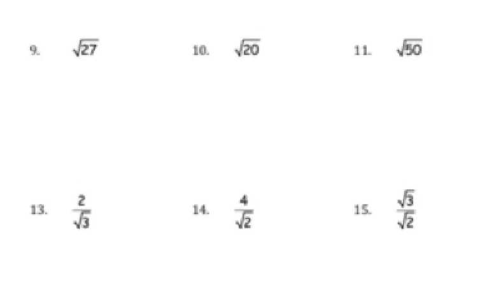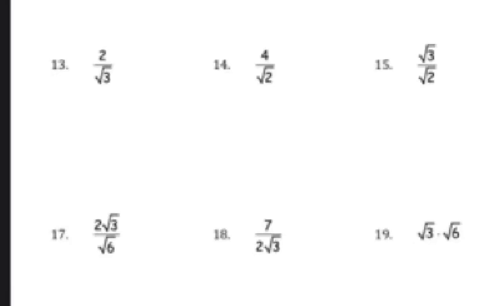Okay, 9 through 11 are the same thing. Moving on to number 13. So in number 13, what happens here is we have a square root in the bottom. We can't have that. We can never have a square root in the bottom. So to get rid of it, I multiply the top and the bottom times that square root. So on the top, 2 times root 3 is just 2 root 3.